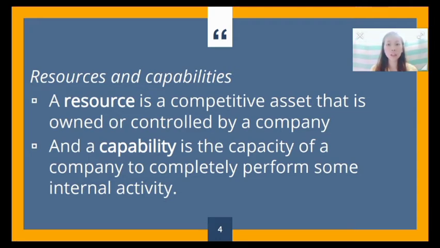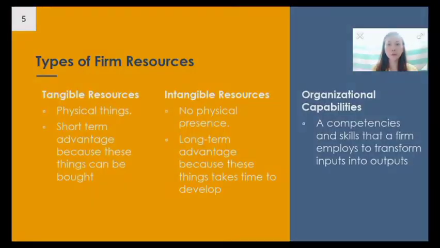And a capability is the capacity of a company to competently perform some internal activities. Capabilities are developed and enabled through the deployment of company resources. There are three types of firm resources, which are tangible, intangible, and organizational capabilities. Resources can be tangible or intangible. Although we all know what it means, let's more specifically define these terms, give some examples, and talk about each of their importance.